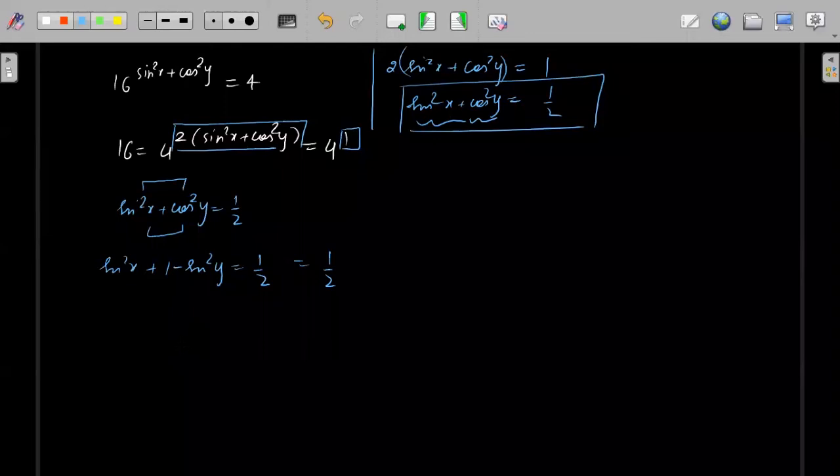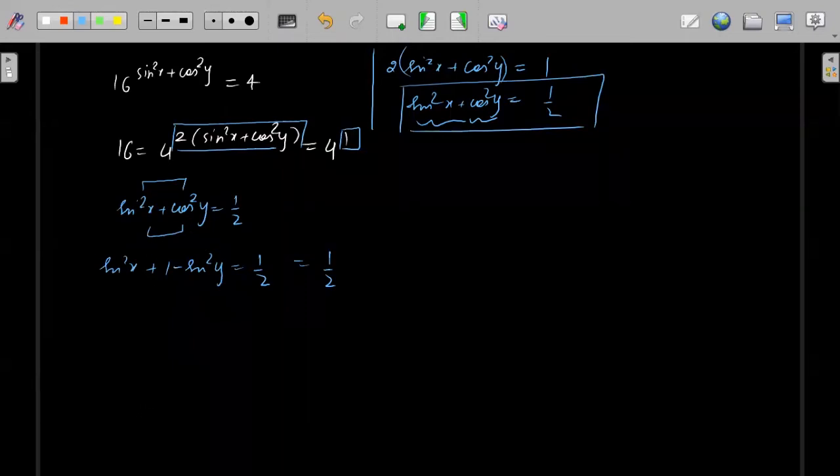Somebody has written sine of a plus b whole square minus 2 sine a cos b. Okay, fine. But if I write it in perfect square form, then what will you do with sine a plus cos b, cos y, sine a plus cos y? There you will have a problem.